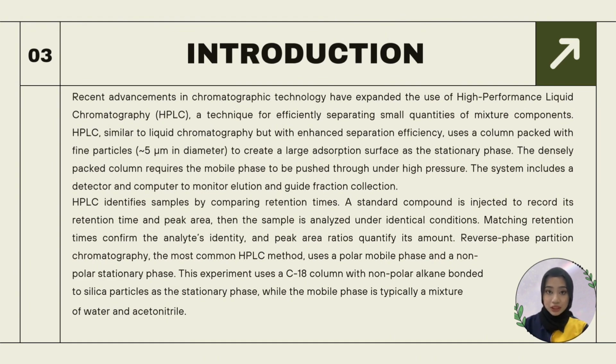Reverse-phase partition chromatography, the most common HPLC method, uses a polar mobile phase and a non-polar stationary phase. This experiment used a C18 column with non-polar alkyl bonds to silica particles as the stationary phase, while the mobile phase is typically a mixture of water and acetonitrile.